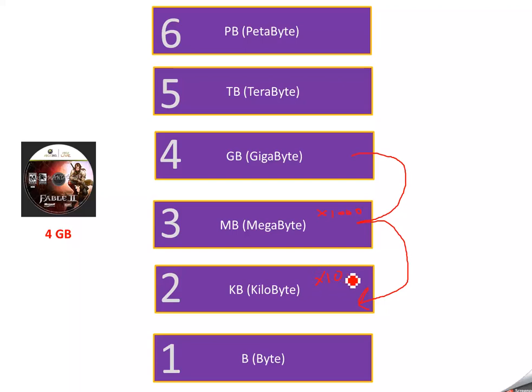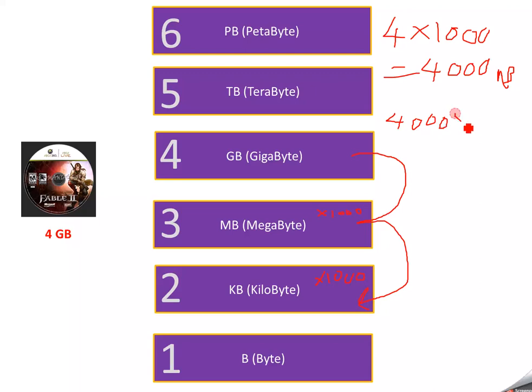So the formula is this. Our 4 gigabytes times 1,000 will give us our megabytes of 4,000. So it's now 4,000 megabytes. But what we want to do now is turn it from 4,000 megabytes into kilobytes. So we get our 4,000. And what do you think we're going to times this by? I wonder. 1,000. So enter that into a calculator and come up with an answer.